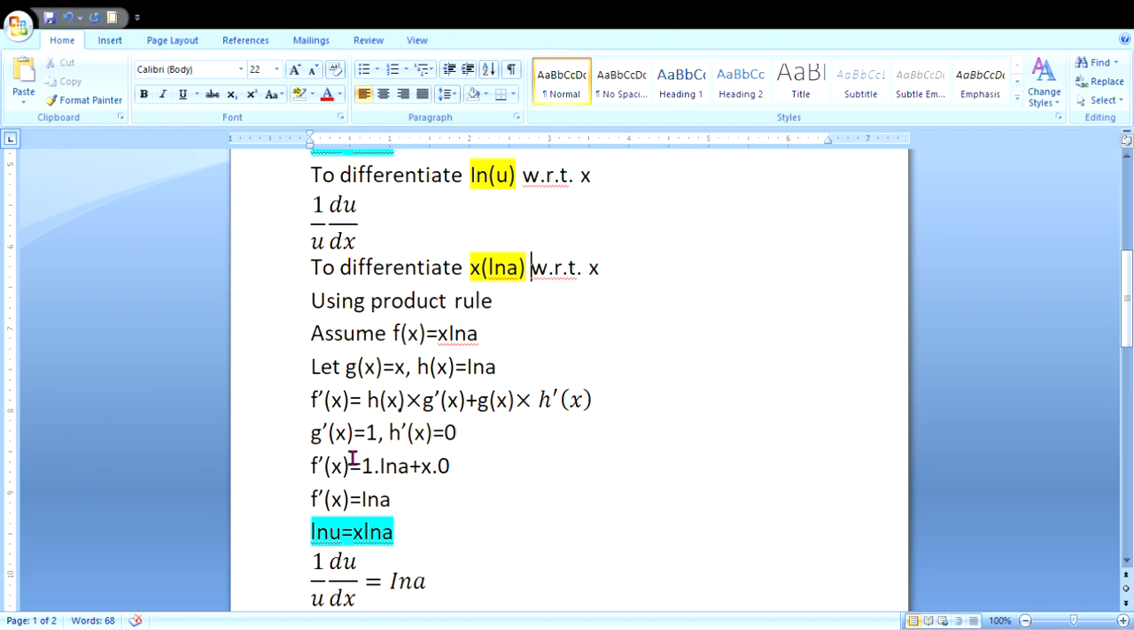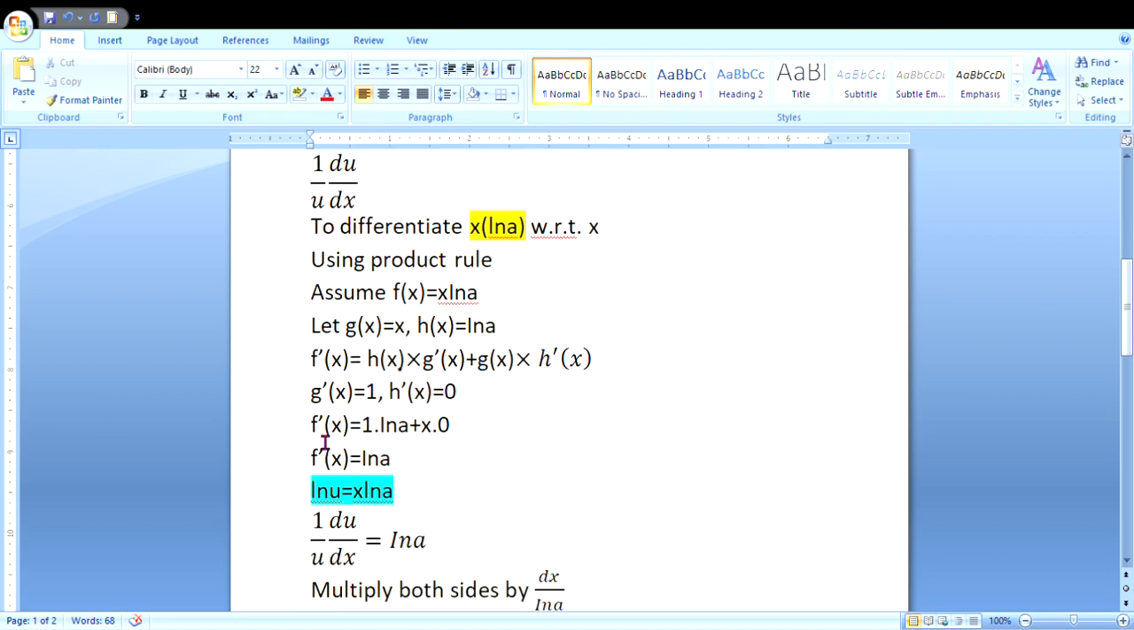Okay, now g of x, if we find the derivative of g of x with respect to x, it is going to give us the result 1. And h prime of x, because ln a is a constant. There's no x here, so for that reason it's a constant, and the derivative of a constant is 0.